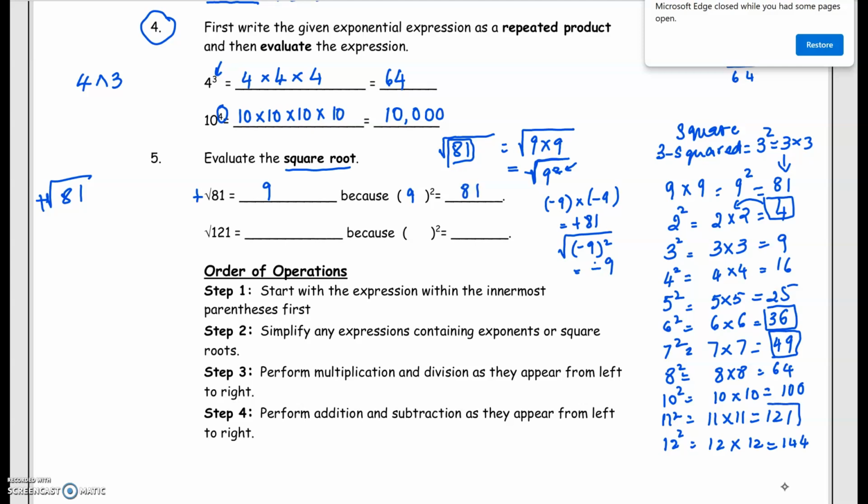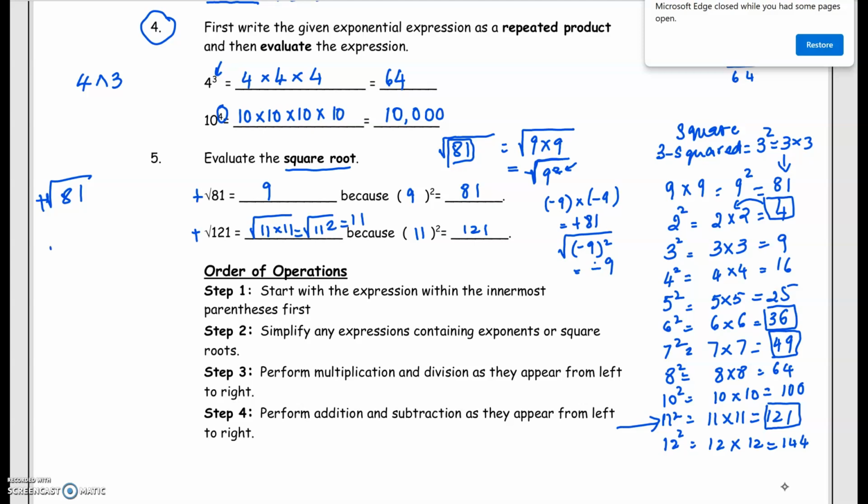121. Notice that when you see a 121, look at the list of squares, it's 11 squared. So positive square root of 11 times 11, which is 11 squared, is equal to 11, because the square of 11 is 121.